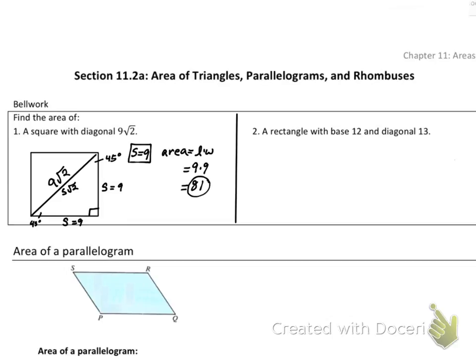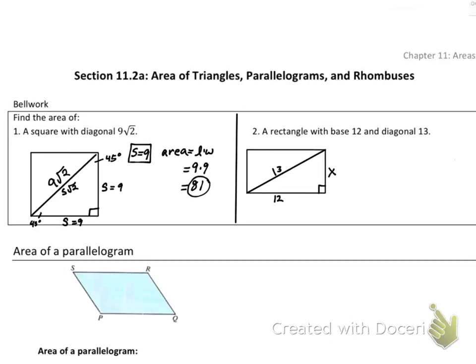Okay, our next one says I have a rectangle with base 12 and a diagonal of 13. So we draw a rectangle, boom, boom. We draw a diagonal. We have a base of 12. I got a diagonal of 13. That creates a right triangle where I need to figure out what x is.